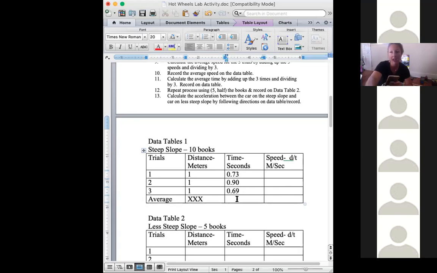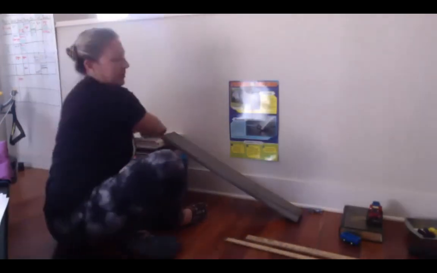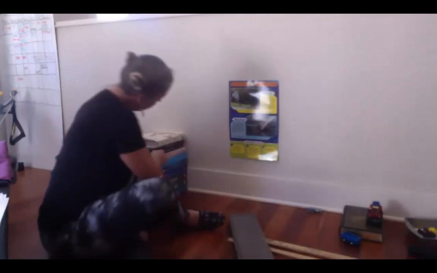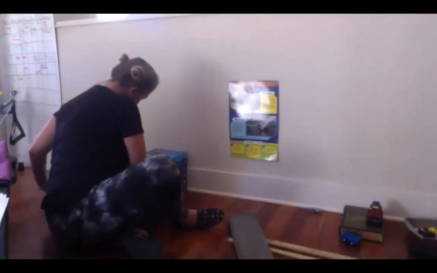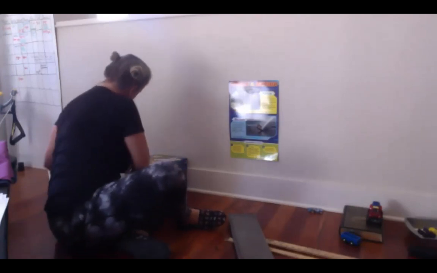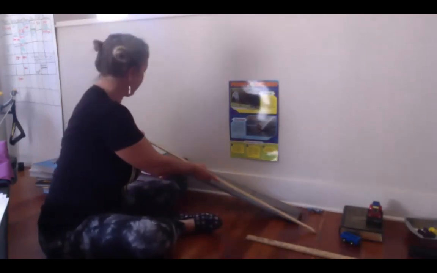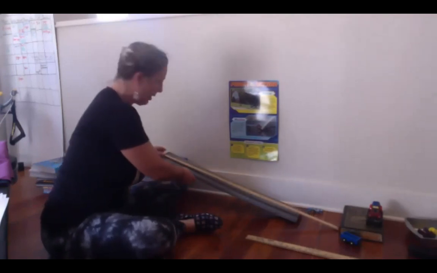Well, I decrease my slope by taking out 5 books to make the slope half as steep. Okay, so you do your calculations. Don't forget to, if you're setting up to remeasure, make sure you're still 1 meter away.